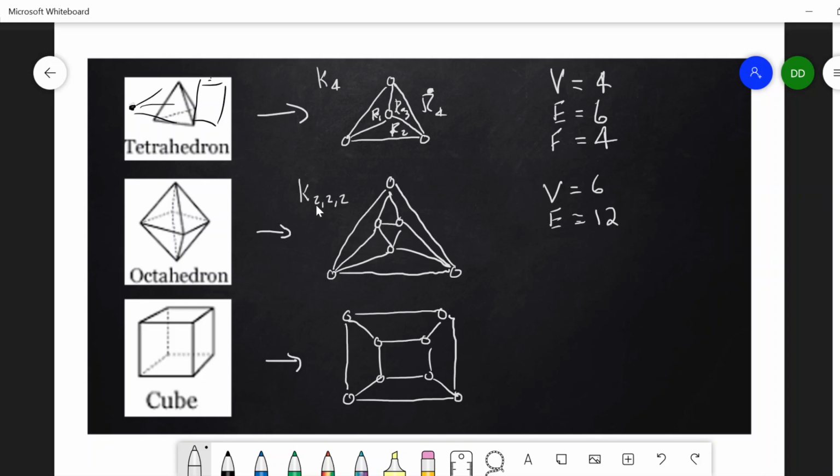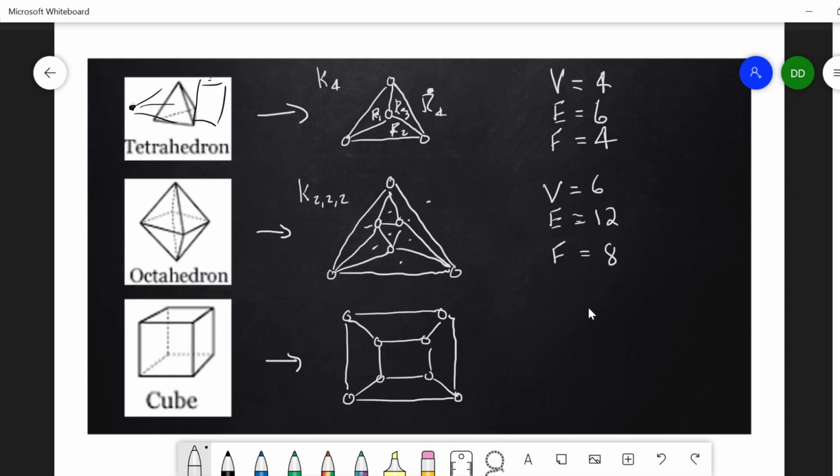Right, every vertex has degree 4. And number of faces, same as number of regions, right? We'd have 1, 2, 3, 4, 5, 6, 7, 8. 8 faces or regions, octa 8.